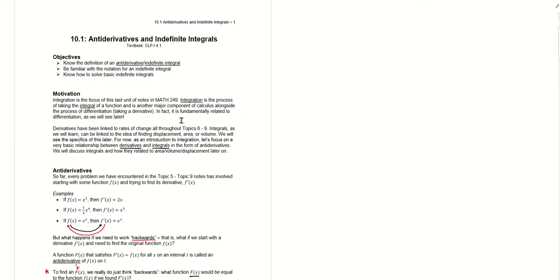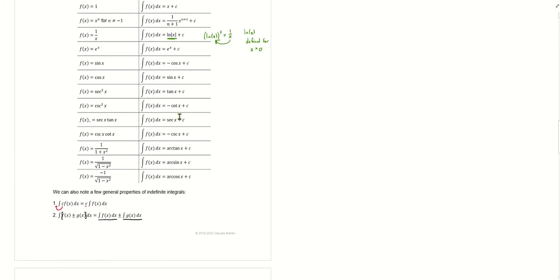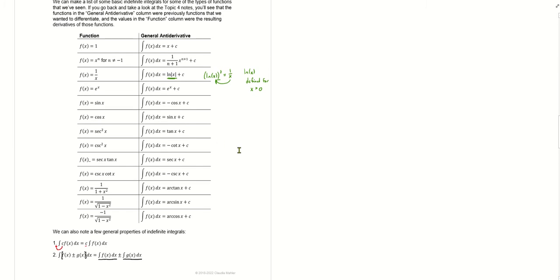So if we go back to the 10.1 notes, we can see that in a lot of cases, when we are integrating a trig function, we sort of have a set result, right? So if we integrate sine of x, we should get negative cosine of x, because if we take the derivative of the negative cosine of x, we get sine of x. If we integrate the secant squared of x, we get tangent of x, because if we take the derivative of the tangent of x, we get secant squared of x.